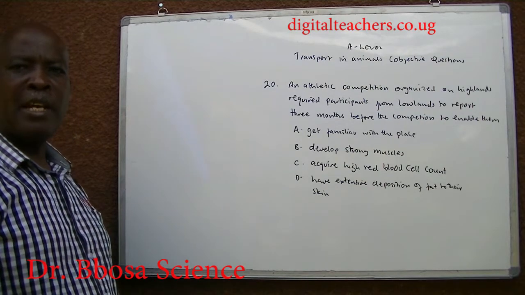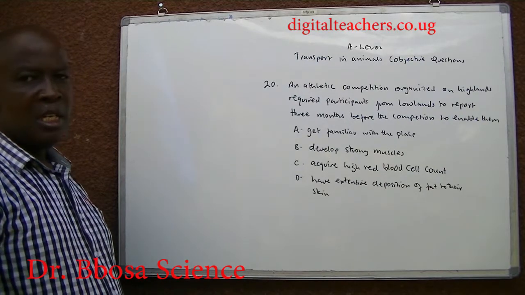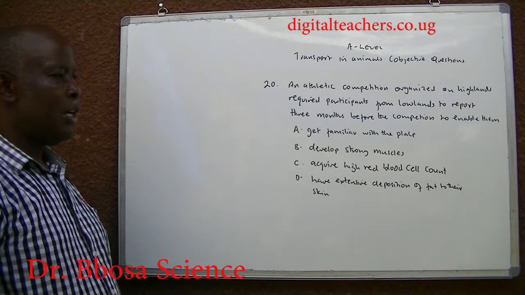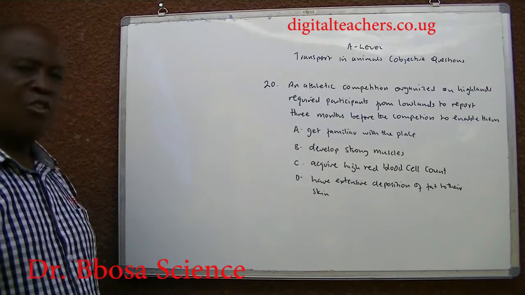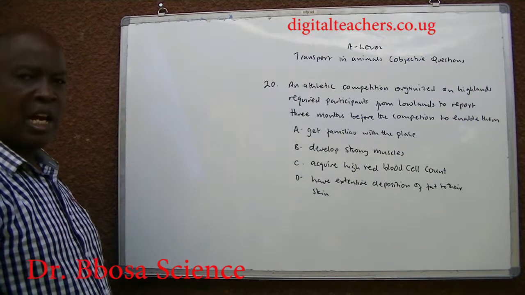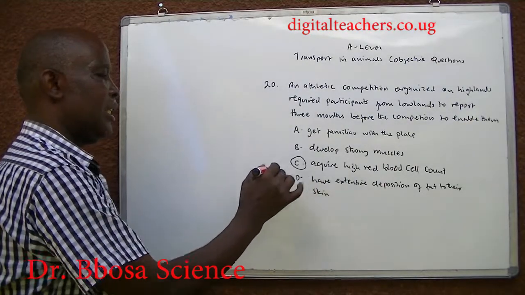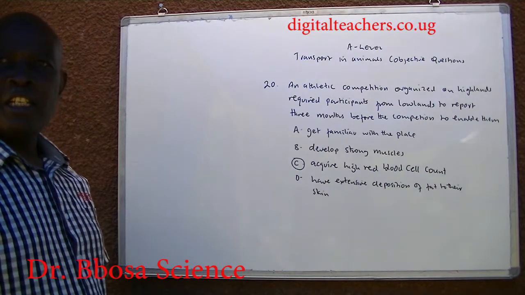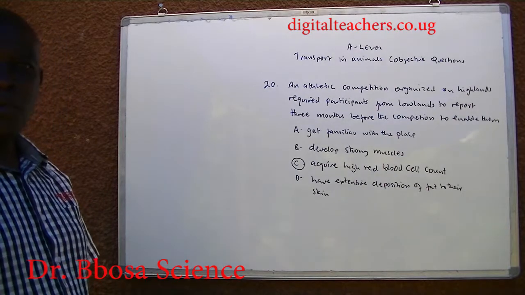Number 20. An athletic competition organized on highlands required participants from lowlands to report a few months before the competition to enable them A. Get familiar with the place. B. Develop strong muscles. C. Acquire high red blood cell count. D. Have extensive deposition of fats in their skin. You can pause and answer. The answer is C. At highlands, there is low partial pressure of oxygen, so participants require high red blood cell count.